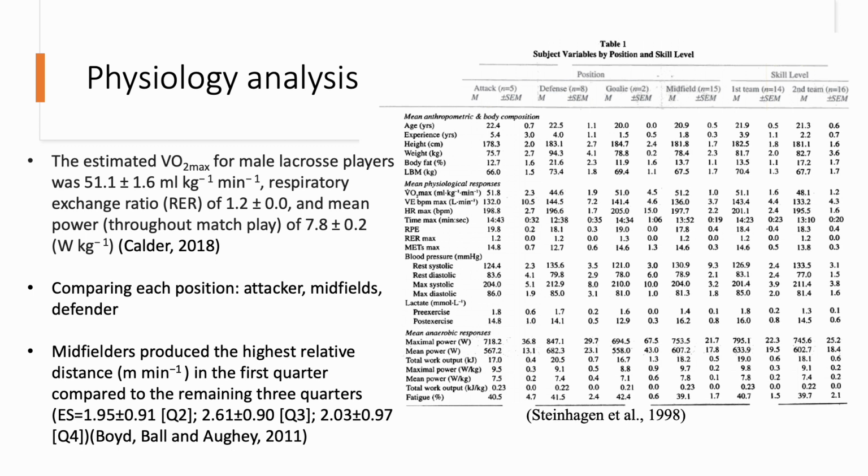In the physiology analysis, the VO2 max for a lacrosse player is around 51.1 milliliters per kilogram per minute, and the respiratory exchange ratio is 1.2. Comparing each position, attacker, midfielders, and defender, midfielders produce the highest relative distance, as the numbers shown on the screen. The physiology of a lacrosse player is that it involves a lot of anaerobic work.